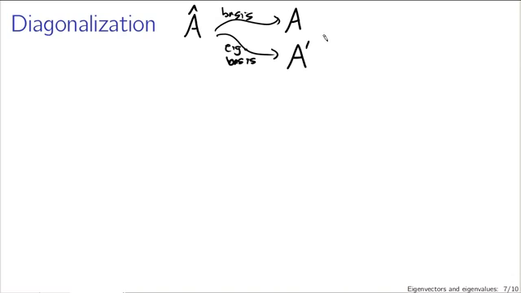Let's think about what A prime does. A prime, as any representation of this transformation will do, will take an eigenvector alpha, and, sorry, I should write these as vectors, not kets.